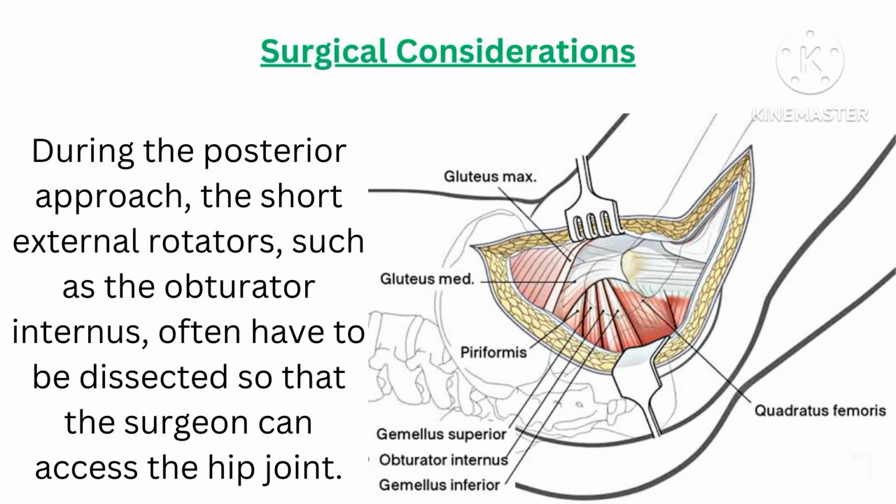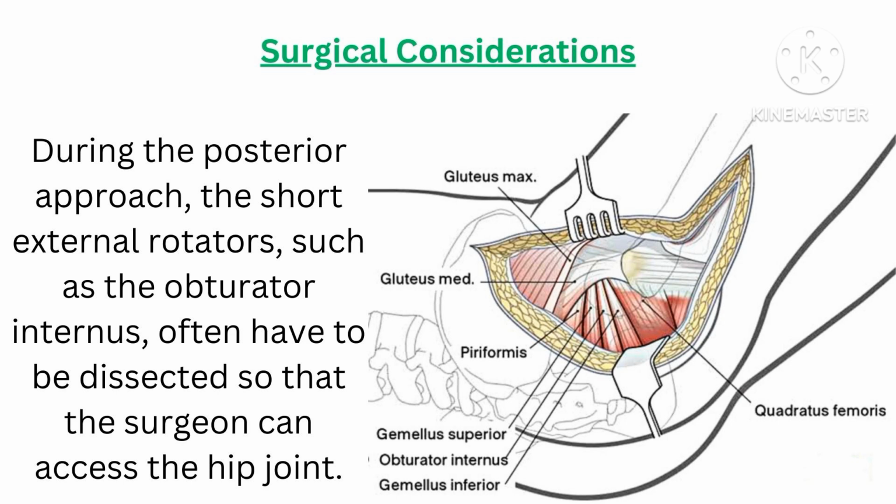Surgical considerations. There are three main approaches to total hip arthroplasty: the anterior approach, the anterolateral approach, and the posterior approach. During the posterior approach, the short external rotators, such as the obturator internus, often have to be dissected so that the surgeon can access the hip joint.